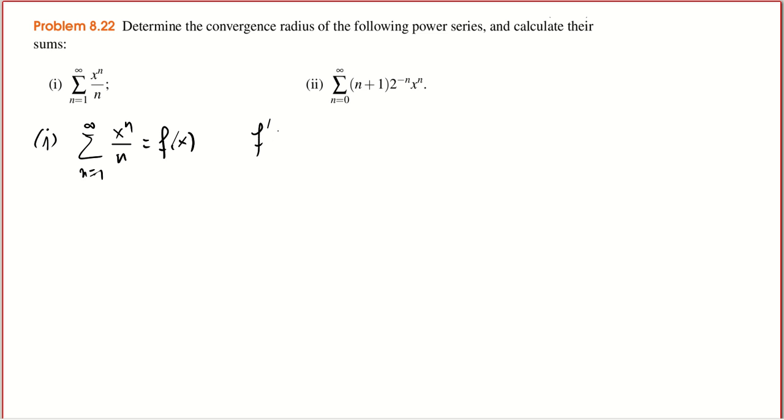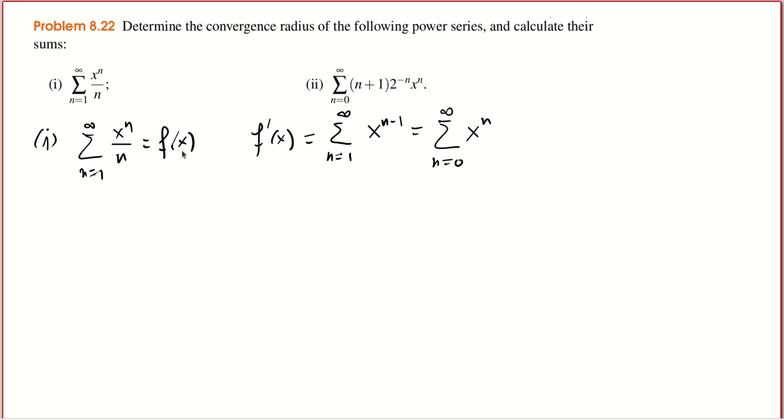If we take the derivative of this function, what we get is the sum from 1 to infinity. Remember that you can take the derivative term by term. So the derivative of x to the n is n x to the n minus 1, the n cancels, so you just get x to the n minus 1. And if you shift the index, 1 unit up here, 1 unit down here, what you get is the sum from 0 to infinity of x to the n.